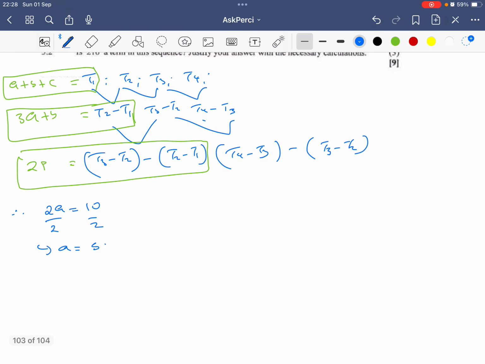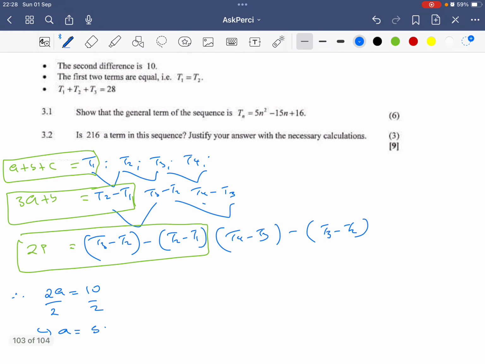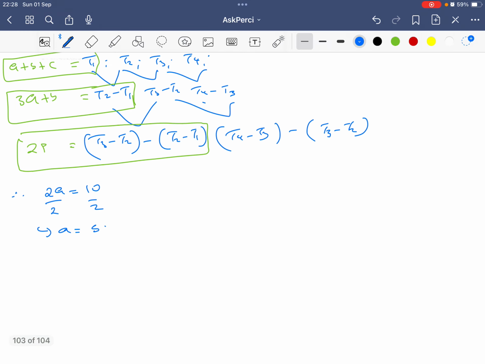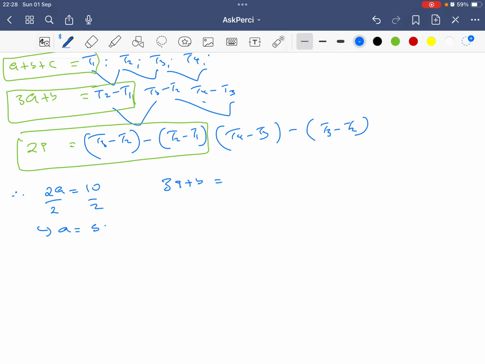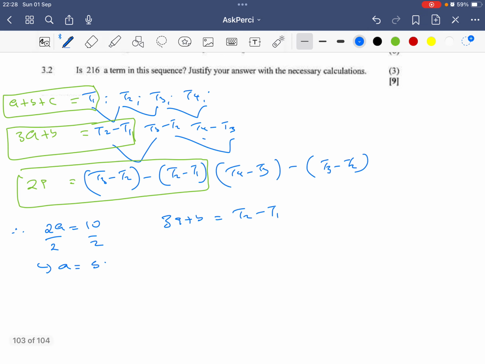Now let's find B. What do we know? If you look at it, 3A plus B is equal to T2 minus T1. And we know that T1 and T2 are equal. So T2 minus T1 is actually just T2 minus T2, which is equal to 0. So 3A plus B is equal to 0. And we know A is 5. So 3 times 5 is 15 plus B. Therefore, take that 15 to the right-hand side, it becomes negative 15. So B is equal to negative 15.